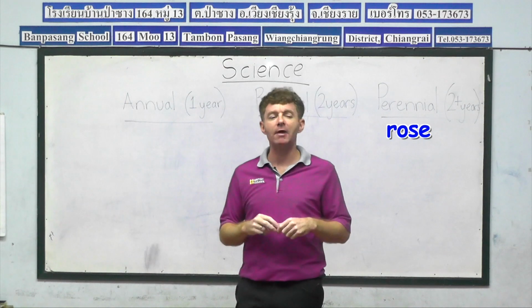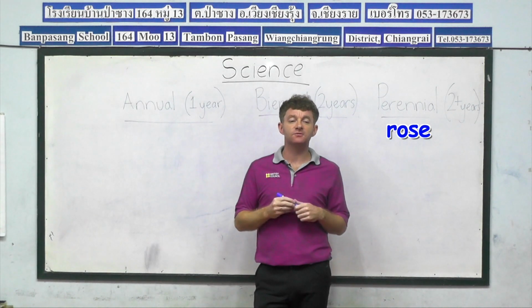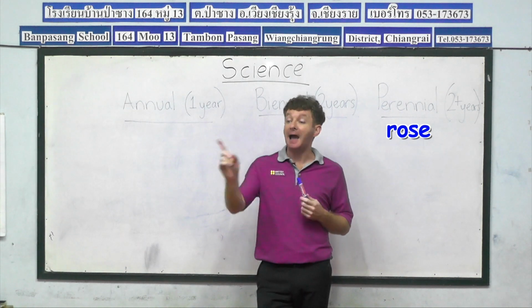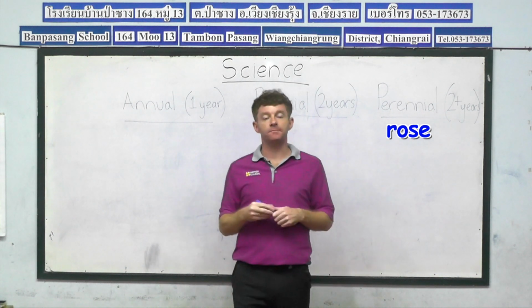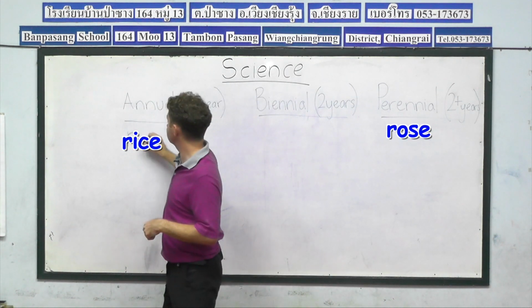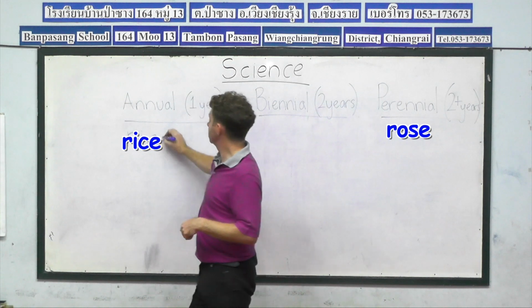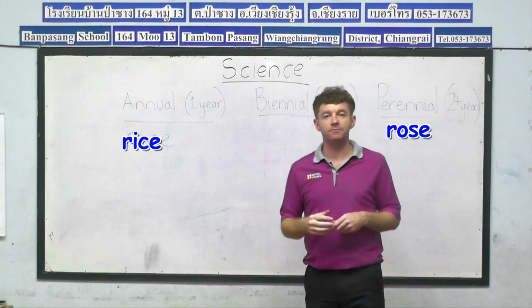But how about a rice plant? What do we think about rice plants? Annual. How many years for a rice plant? 1 year. Only 1 year. So a rice plant is annual. Spell rice. Excellent. And then we can think of other types of foods too.